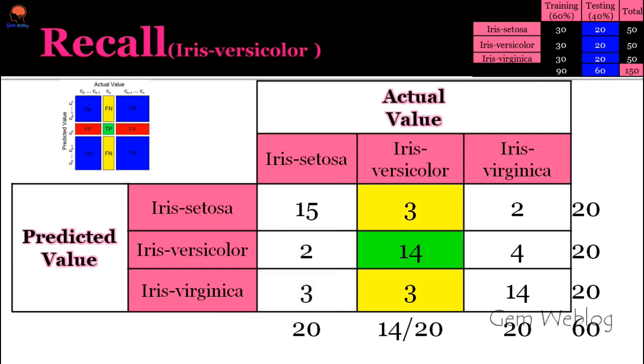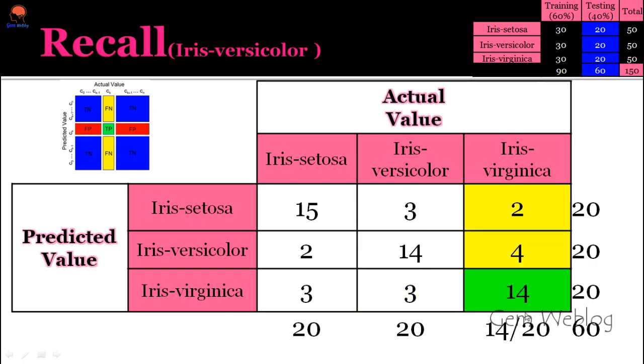Now we look into the calculation of recall of Iris Versicolor. 20 samples belong to Versicolor. Out of these, 3 samples are classified as Setosa, 14 are classified as Versicolor and 3 samples are classified as Virginica. So the recall value is 14 divided by 20.